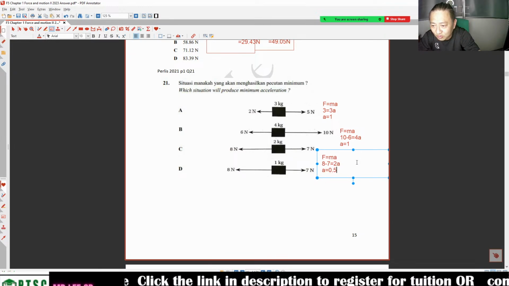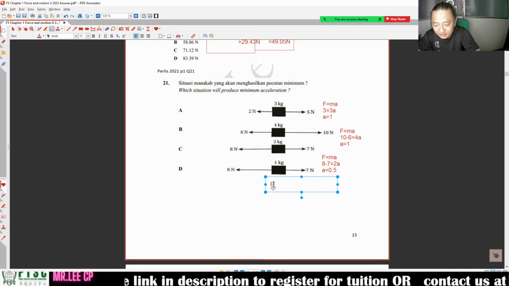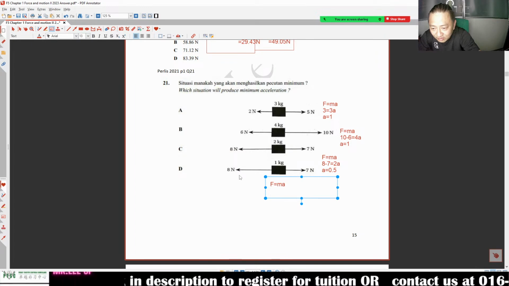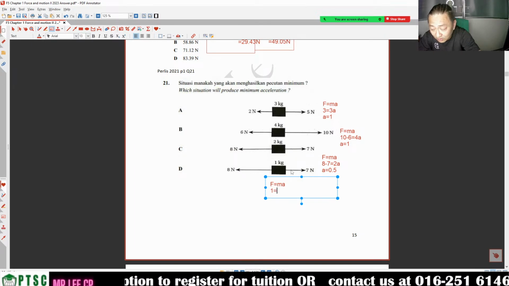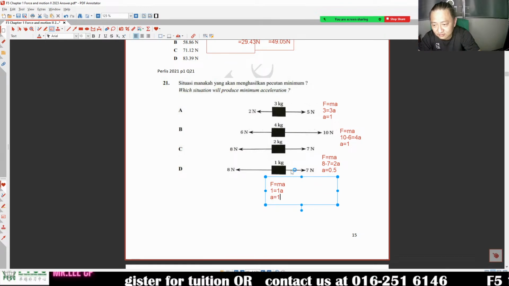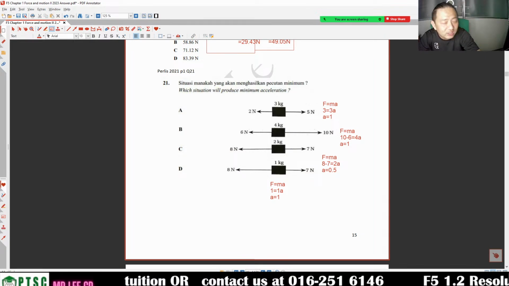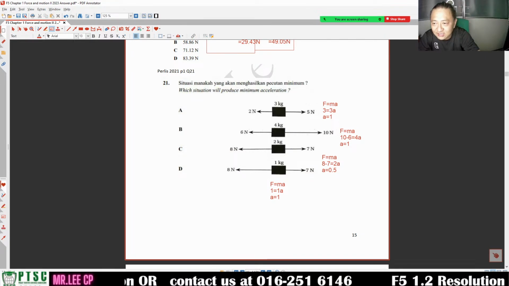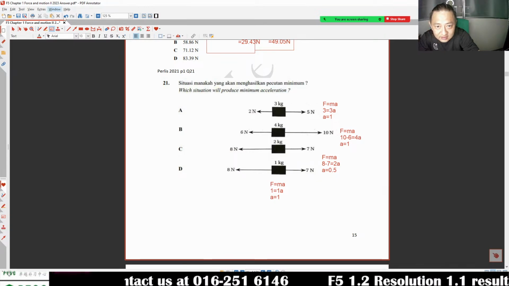At least this one is smaller. Last one. F is equal to MA. F, net force, 8 minus 7, 1, is equal to 1A. So A is still 1. So which one will produce the smallest, minimum acceleration? So the answer is C.